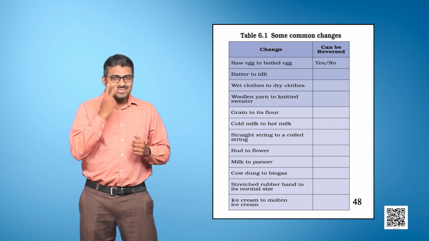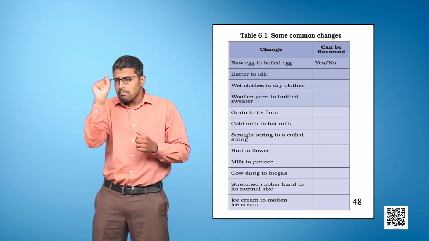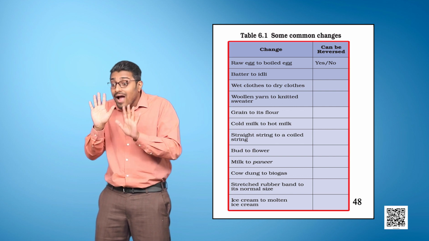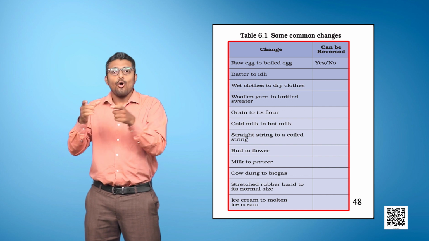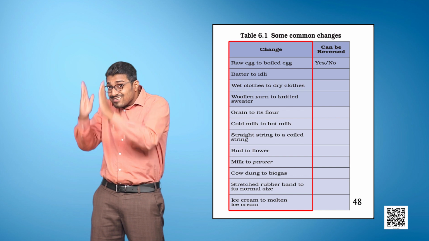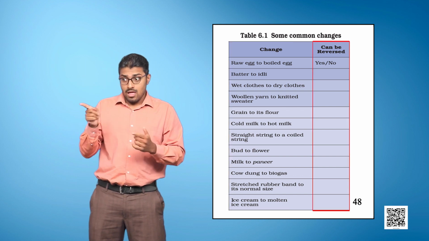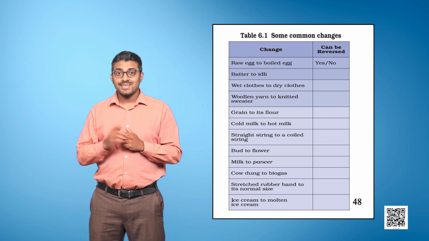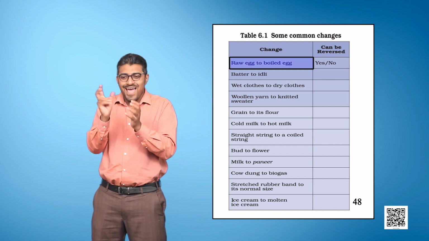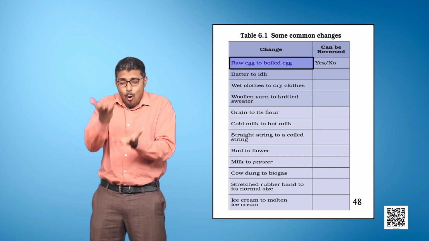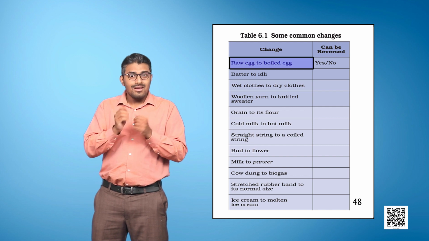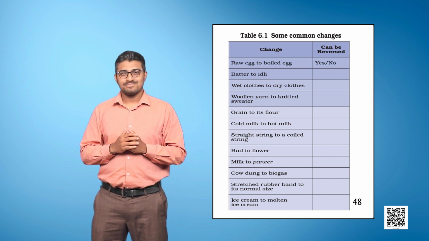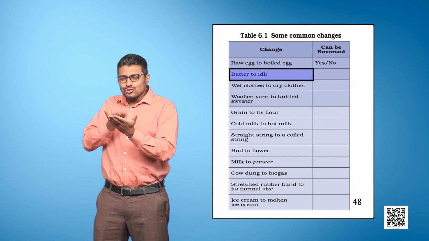Table 6.1. Some common changes. Some common changes are given in Table 6.1. Which of these changes do you think can be reversed? First column is for change. Second column is for can be reversed, yes or no. Raw egg to boiled egg. Yes or no? Batter to idli.